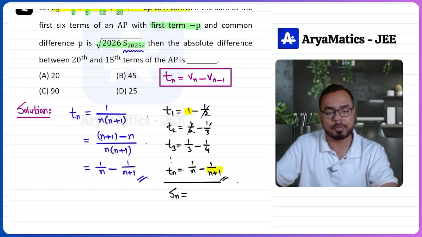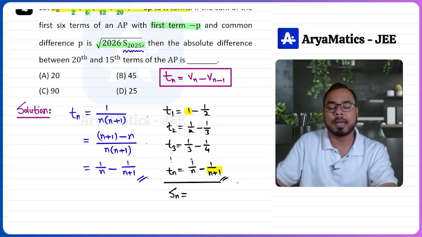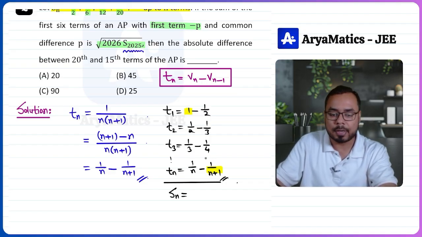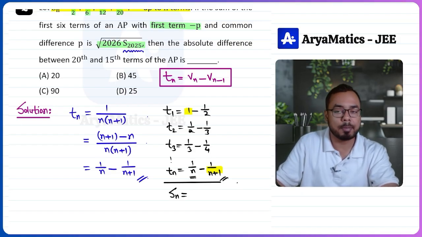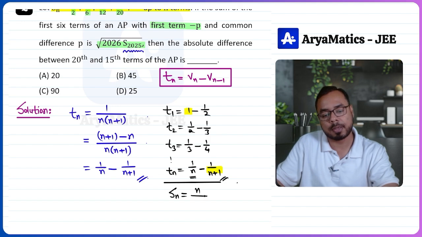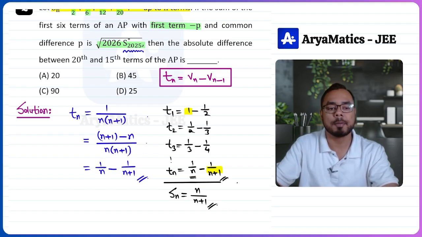1 by 2 will cancel, 1 by 3 will cancel, and so on. And the second last term will be 1 by n, so that will cancel this 1 by n. So ultimately we have 1 minus 1 by n plus 1, and this will become n by n plus 1. So this is the sum of n terms of that series, right?